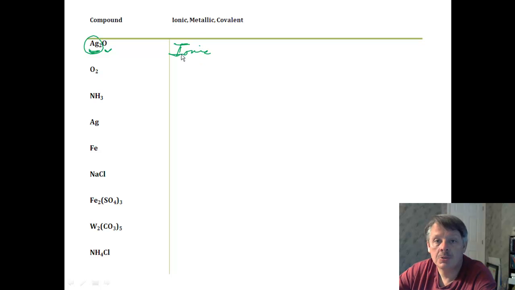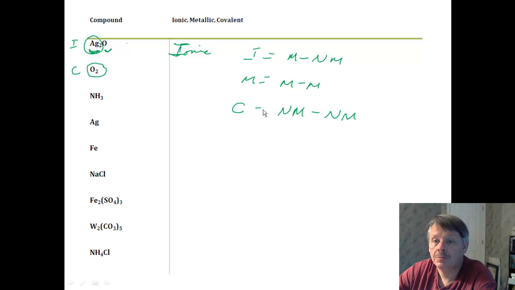Alright, what I'm going to do to avoid writing a bunch of stuff, I'm just going to identify these with an I, because it's ionic. Alright. Oxygen is bonding with itself. Oxygen is a non-metal, so that means it's going to be covalent. Because remember, an ionic bond is a metal to a non-metal, and a metallic bond is a metal to a metal, or just one metal itself. And covalent is a non-metal bonding to a non-metal. So that's kind of your guide to doing this.